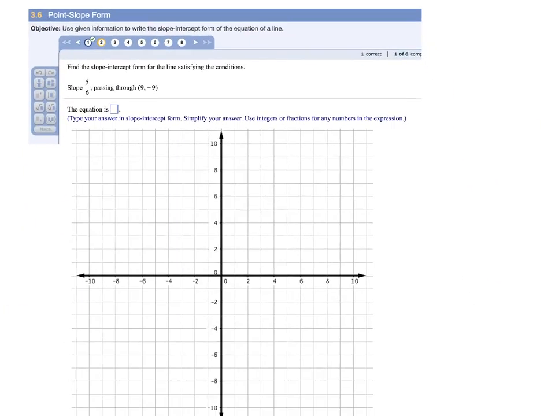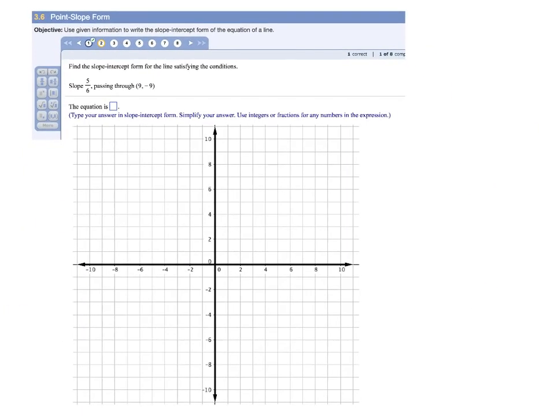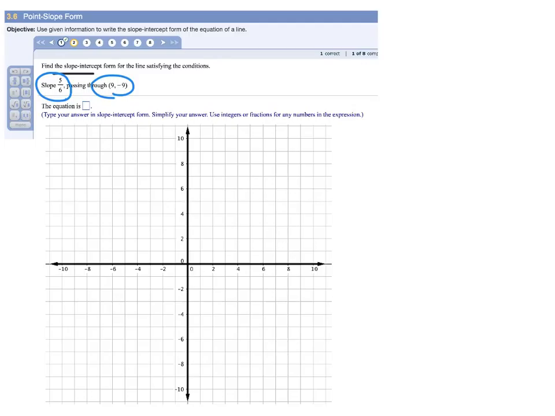So another problem. We know that we want to find the slope-intercept form, and we've been given the slope and a point. And since we've been given the slope and a point, that means we are going to use the point slope formula. And so that's going to be y minus y1 is equal to m times x minus x1.